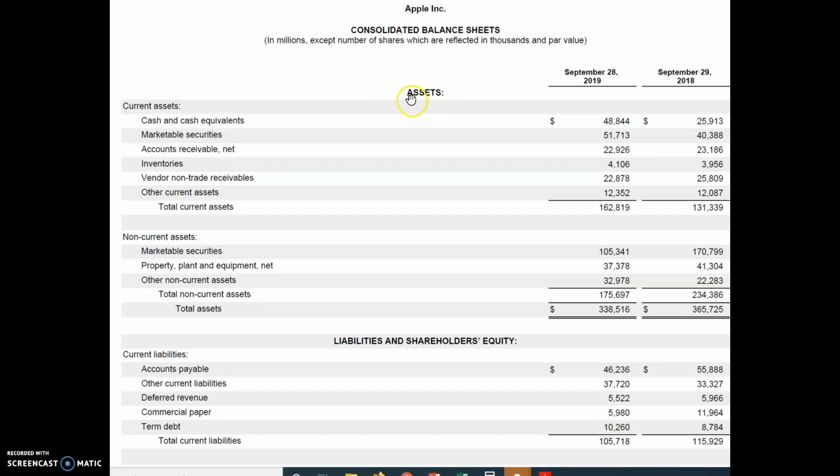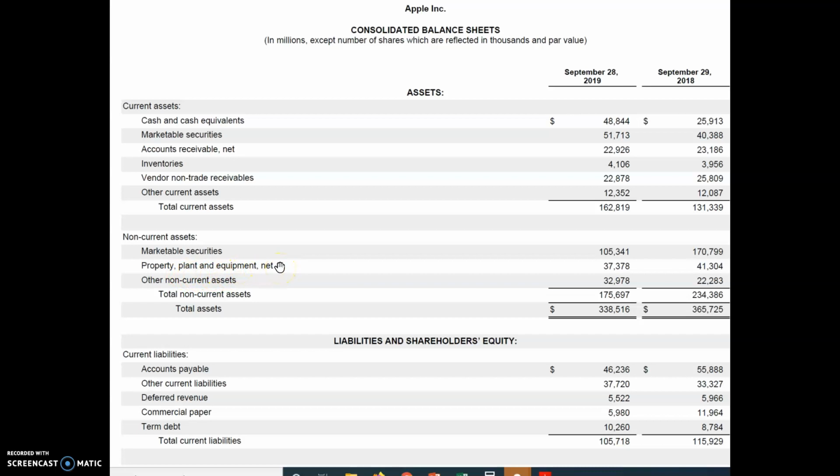We can see here's the assets, the current assets, cash, marketable securities is short-term investments. These investments are intended to be held for less than a year. Accounts receivable, inventories, non-trade receivables, and then other current assets such as your prepaid expenses, supplies, etc. And then here's our non-current or long-term assets. So here's marketable securities. These are investments that we're holding long-term. Property, plant, and equipment net.